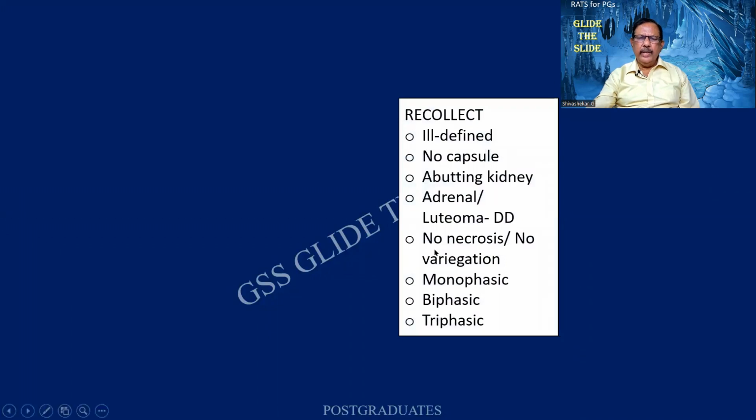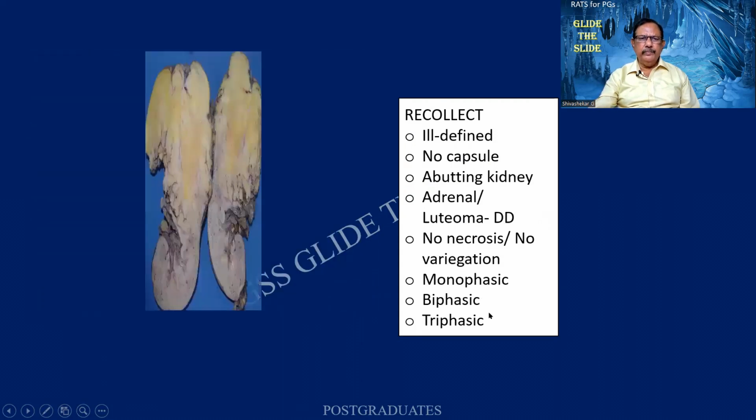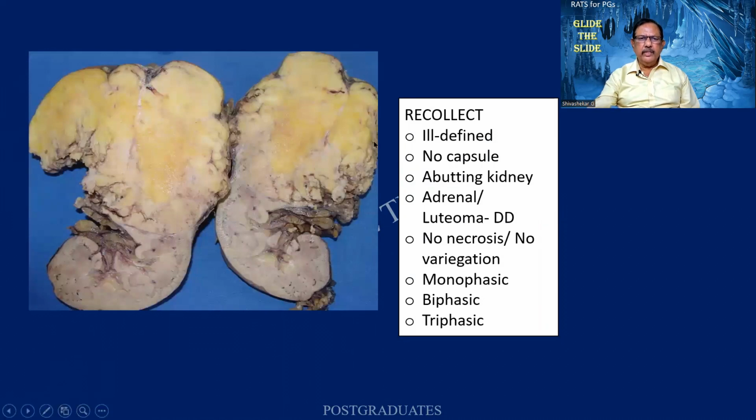Now, what are we to recollect in this particular region? Ill-defined, no capsule, it can be abutting the kidney. Adrenal, there can be fat, be careful about it. Luteoma, again, can be yellowish in color, that can be a differential diagnosis. No necrosis, no variegation. It can be monophasic, biphasic, or triphasic. And this is one. There is a tumor over here, the normal renal parenchyma. Obviously, it is different. If it is given for the exam, don't make a diagnosis of renal cell carcinoma.